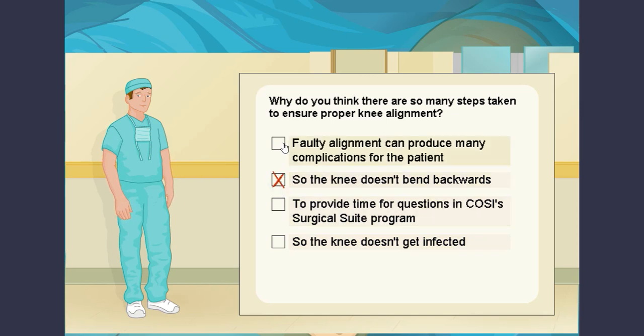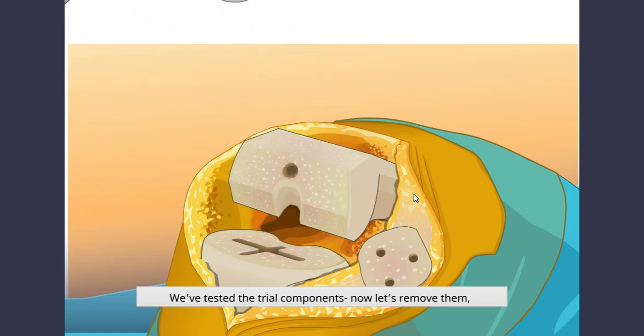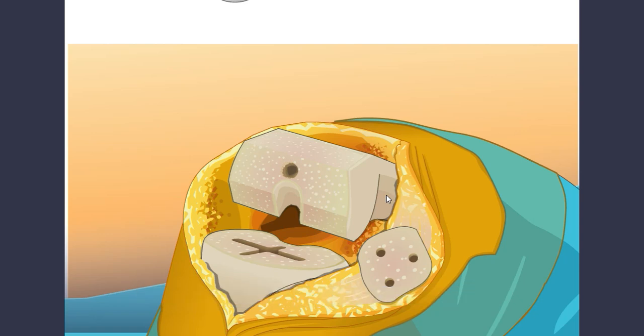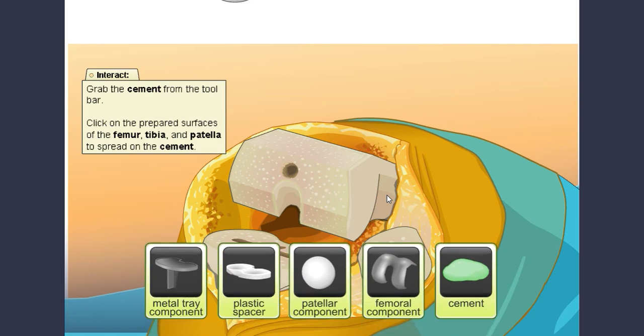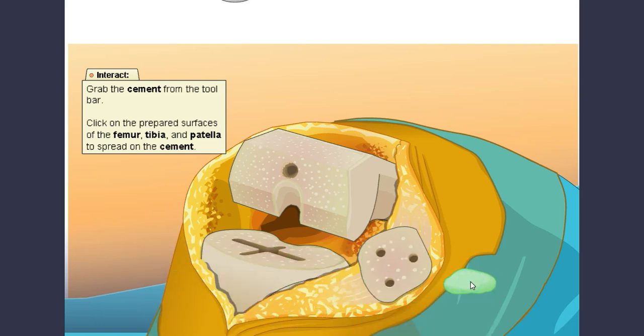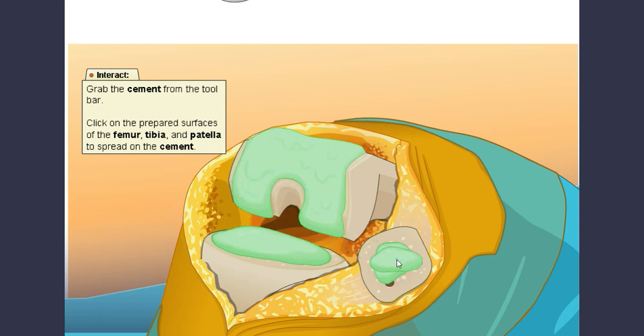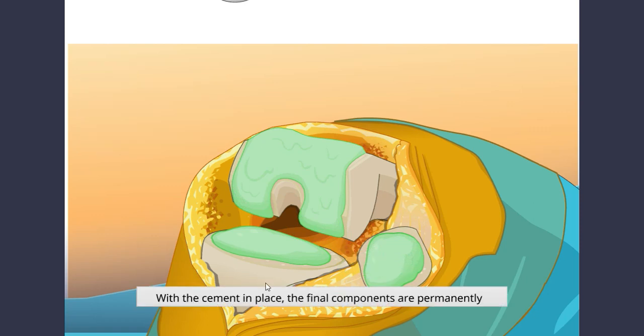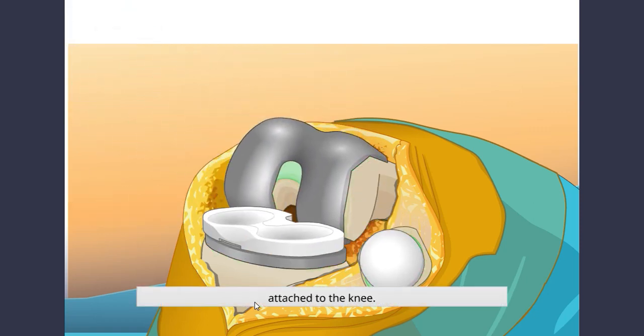Great, we've tested the trial components. Now let's remove them and prepare for the permanent components by applying a special cement compound that binds metal and plastic to bone. With the cement in place, the final technician has mixed up a batch of cement for you to use. With the cement in place, the final components are permanently attached to the knee.